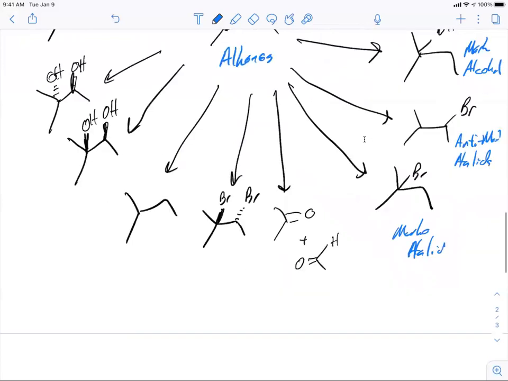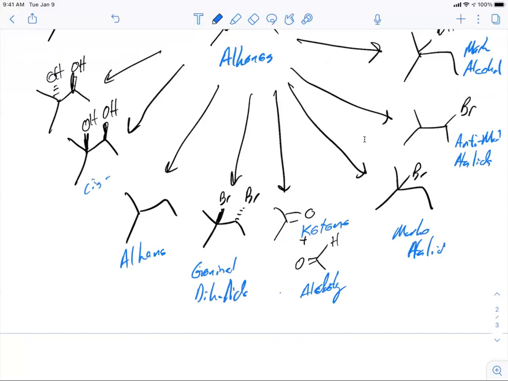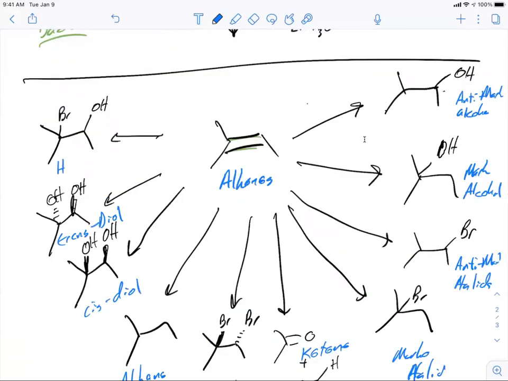We got the ketone, right, and aldehyde. That could be two aldehydes, two ketones. We got the geminal dihalide. Got the alkane. We've got the cis diol. We got the trans diol. Got the halohydrin.